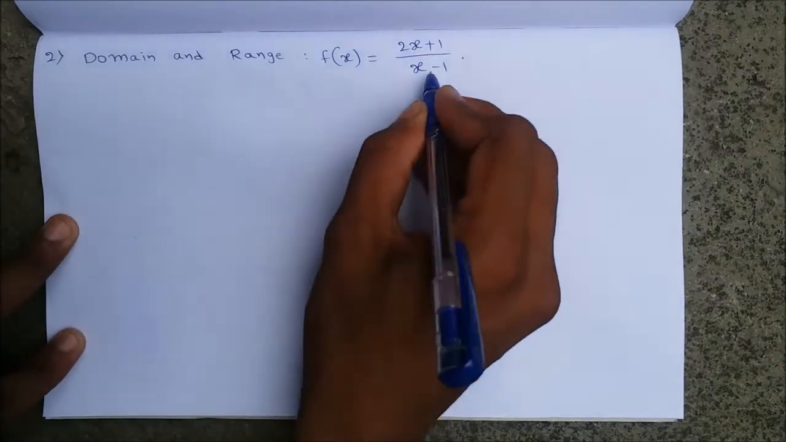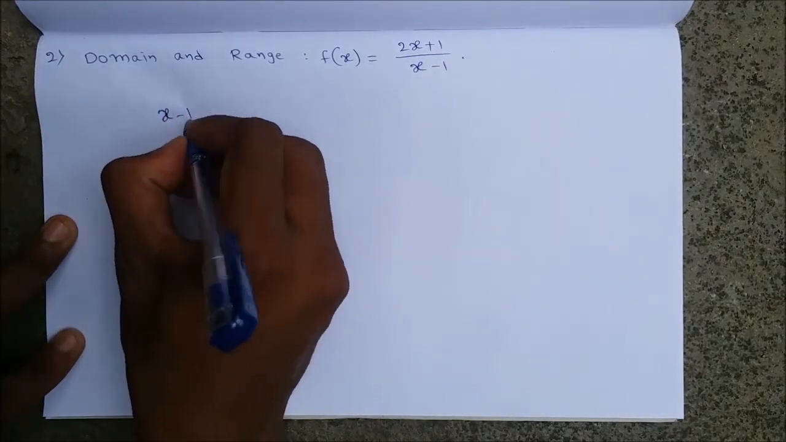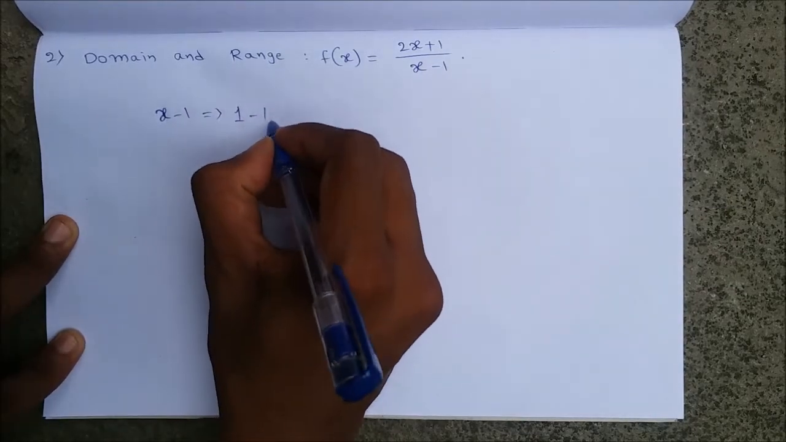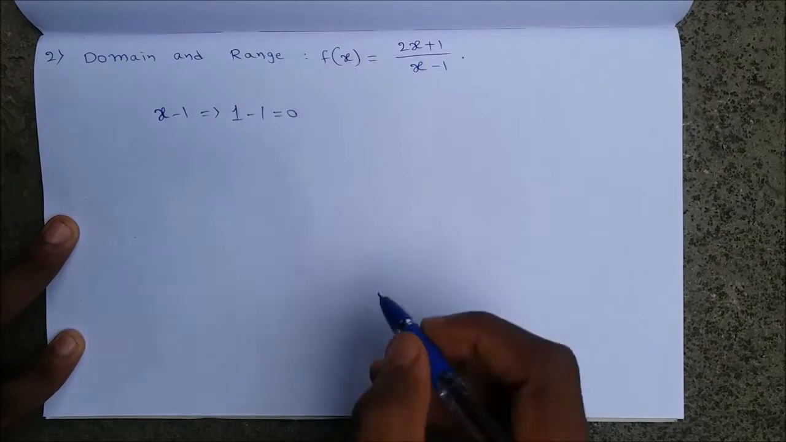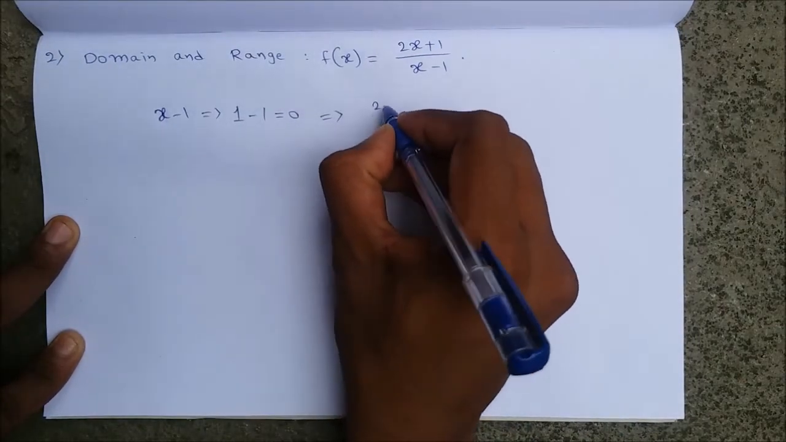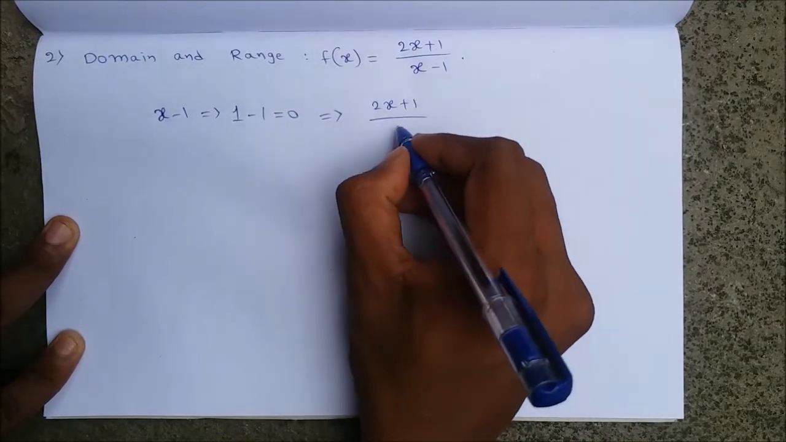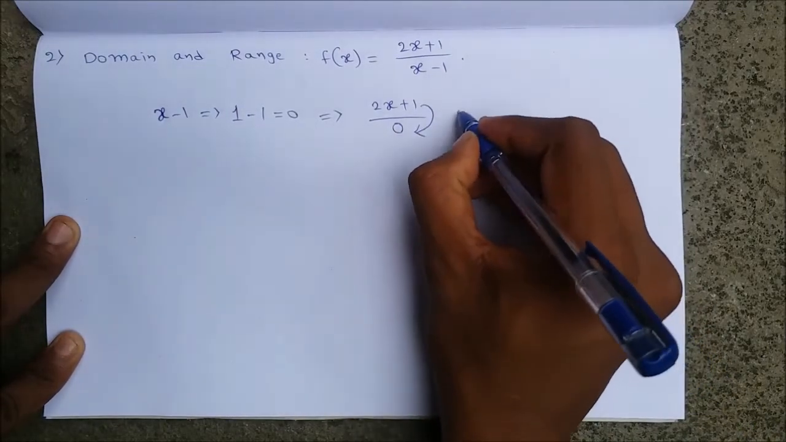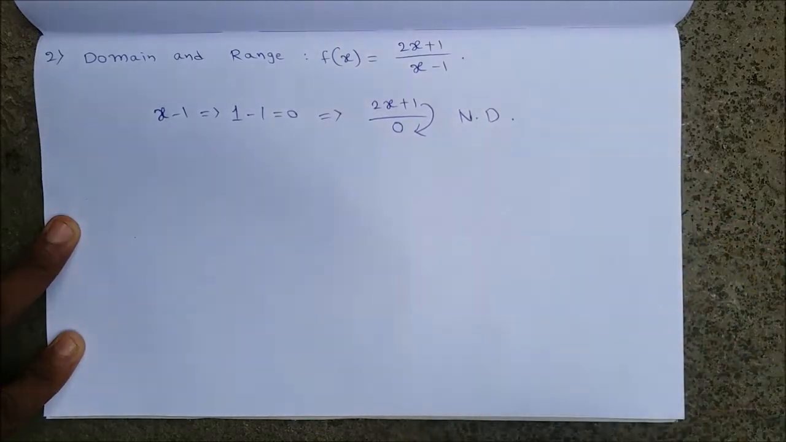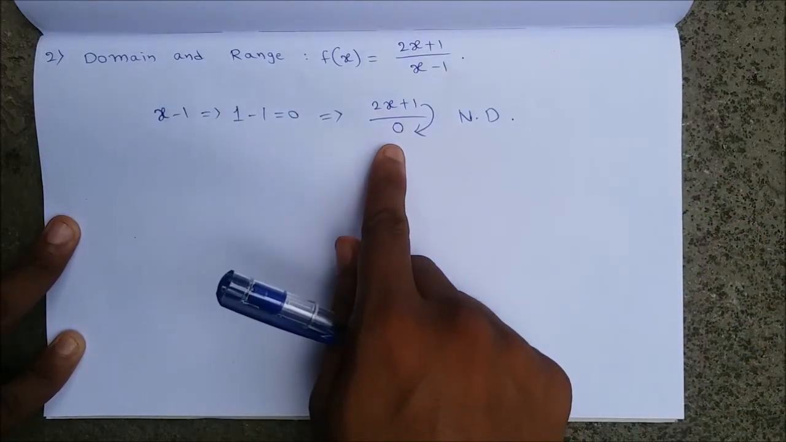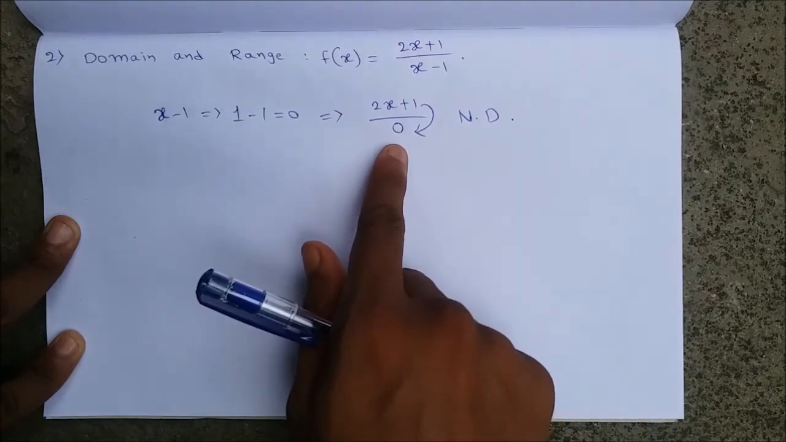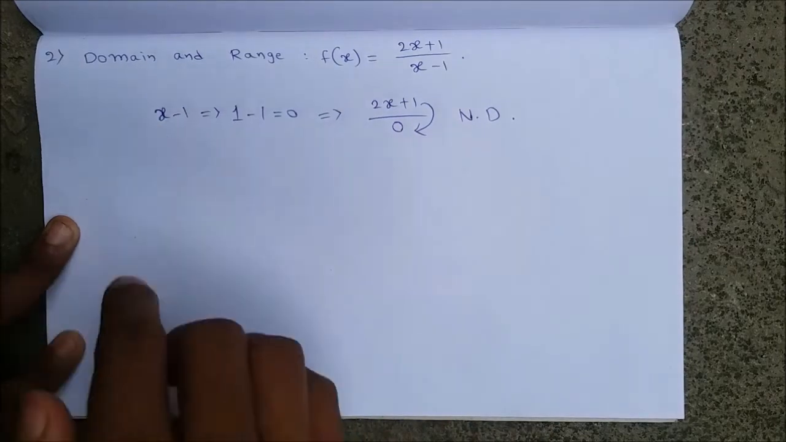If we observe the denominator, x - 1 is there. So in the place of x, if we substitute 1, 1 - 1 is equal to 0. So we will get (2x + 1) divided by 0. Any number divided by 0 is not defined. So it means in the denominator we should not get the number 0. Except 0, any other number is possible. So where are we getting this 0? When we substituted 1.